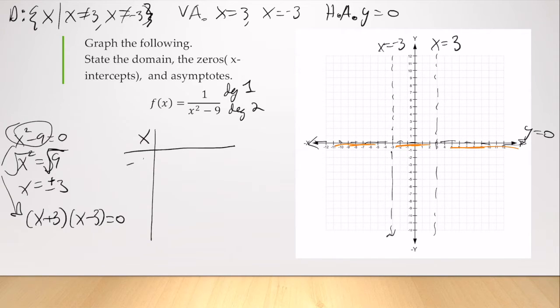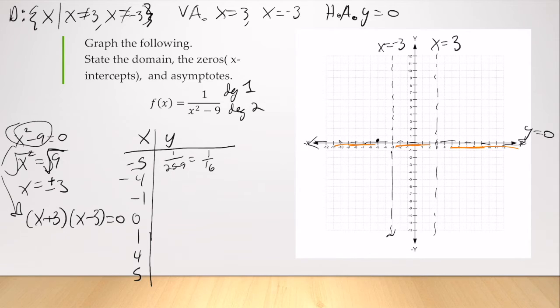Let's do x is negative 5, negative 4, negative 1, 0, 1. That's important to do those three. And then 4 and 5. And you're going to notice we probably are going to have some symmetry here. That's what I think. So I have 1 over negative 5 squared, which is 25 minus 9, which is 1/16. So when x is negative 5, y is a positive 1/16.